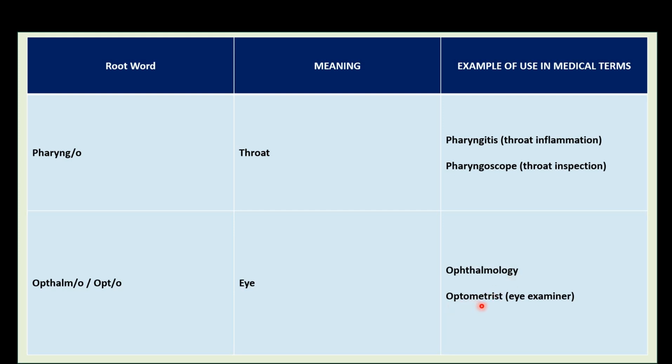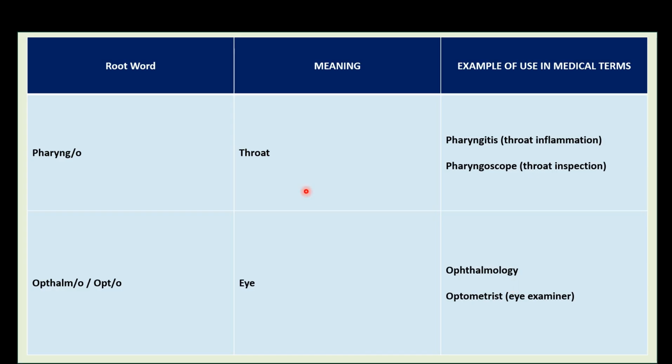Likewise we have optometrist. Optometrist means eye examiner. So if you went for an eye checkup, then the person who is checking your eyes, who is examining your eyes, is the optometrist. Okay, so I think this is a common term. You might have heard it in eye hospitals or when you go for an eye checkup. So optometrist is the term that is frequently used there.